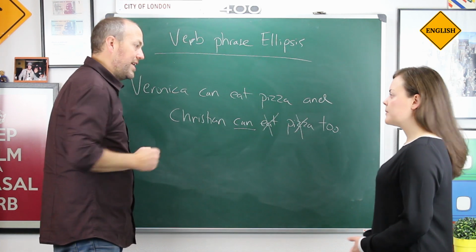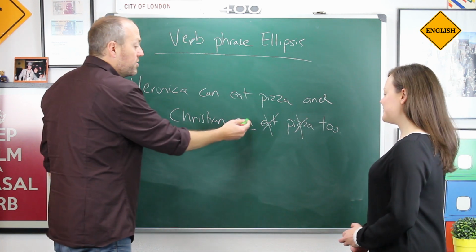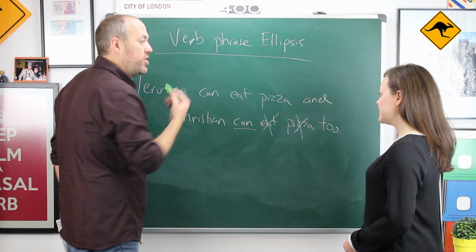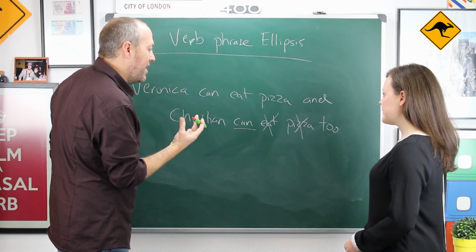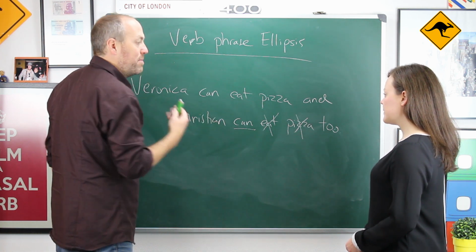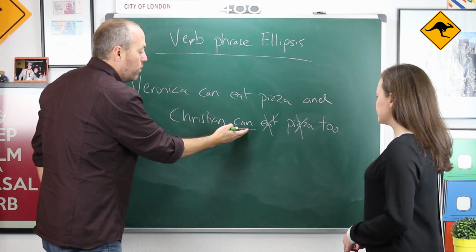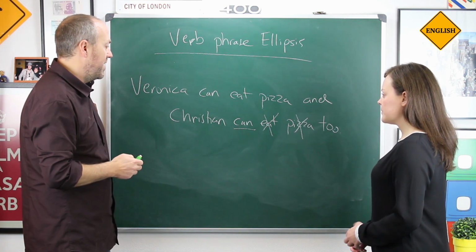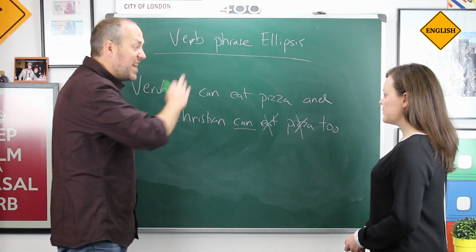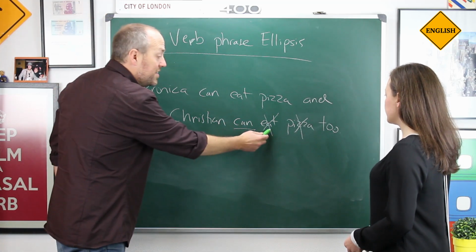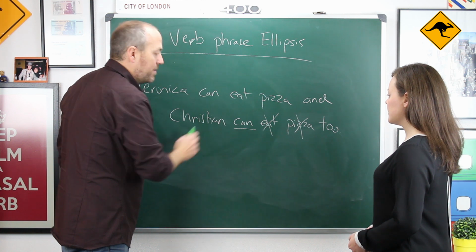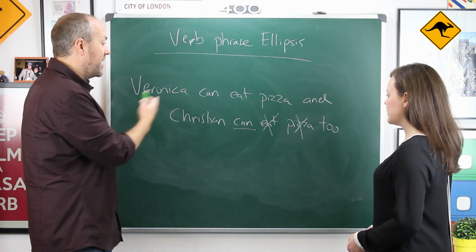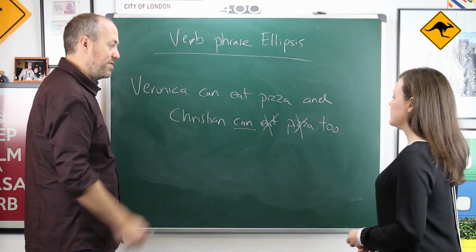But the "can" we don't delete, okay? Because what we're doing is showing that the ability is the same. We're putting emphasis on this auxiliary. So in this case, we are not deleting everything. We're deleting the main verb, but not the auxiliary. Veronica can eat pizza, and Christian can too.